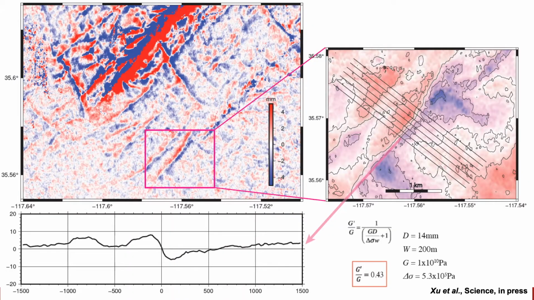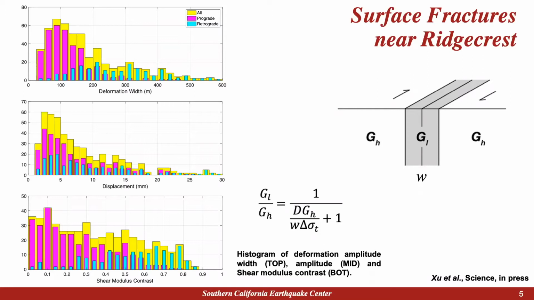We then performed profile analysis for all fractures we could identify as prograding or retrograding. For example, for a fracture here, we get a 3 kilometer wide stacked profile and find the width and the amplitude of the deformation. Then we could compute the shear modulus contrast based on the 2002 Fialko Science paper. If we perform this type of analysis and draw histograms of these observed or computed parameters, there seem to be statistical differences between the prograde and retrograde fractures.